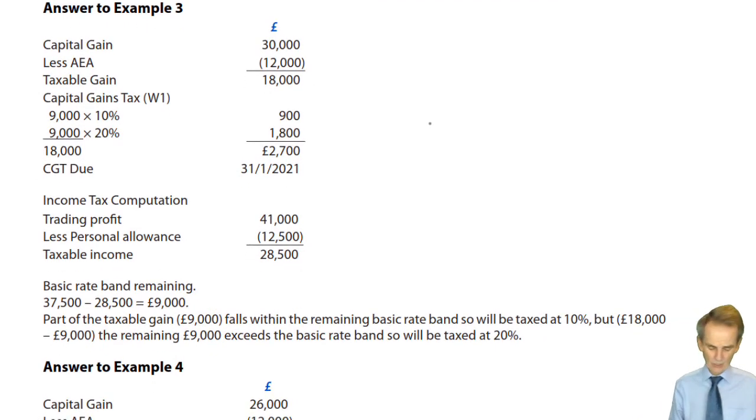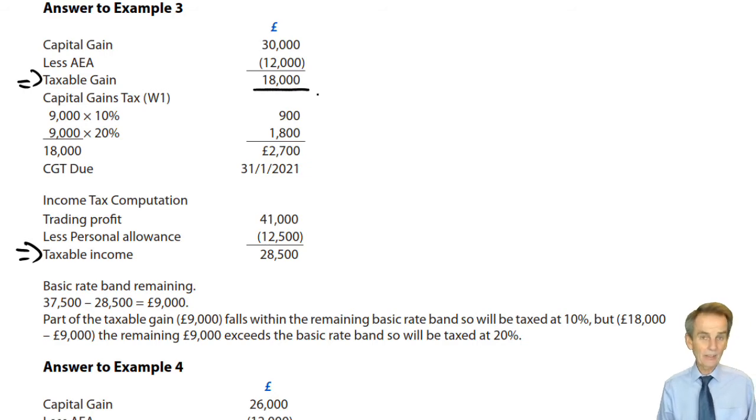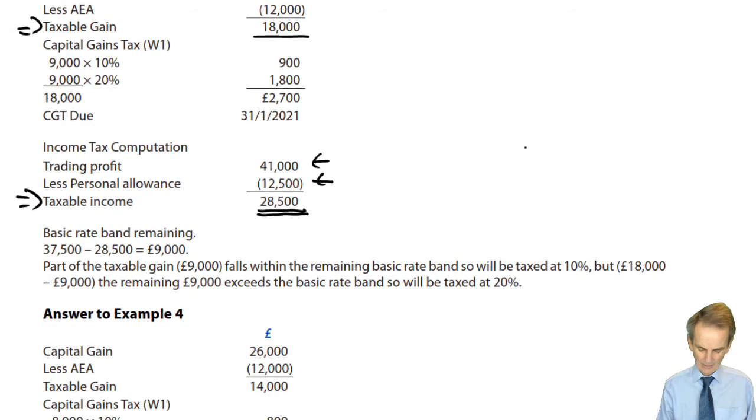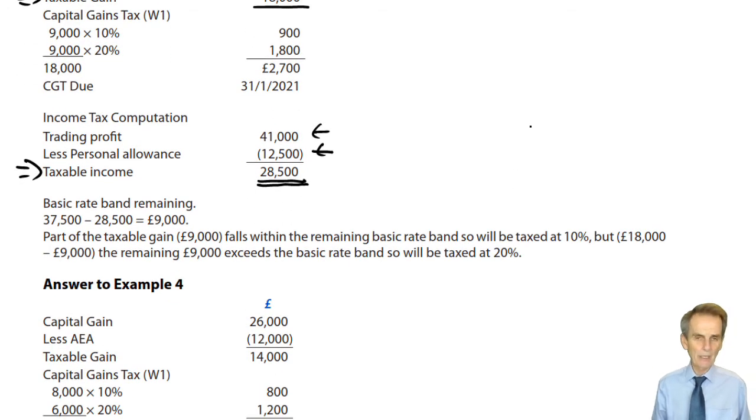So again, what do we need to know? We need to know taxable gains and we need to know taxable income. So all we do to get the taxable gain is deduct the AEA from the given figure of gain. To get the taxable income, deduct the personal allowance from the given figure of trading profit. Once we've got the taxable income, 28,500 here, we can now, as we are a basic rate taxpayer, see what remains of the basic rate band.